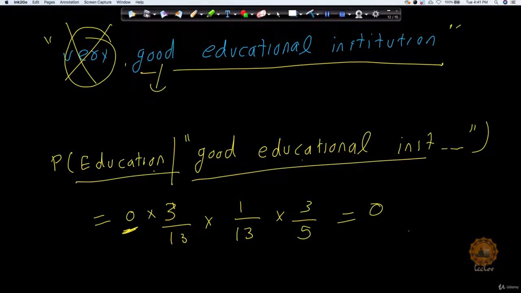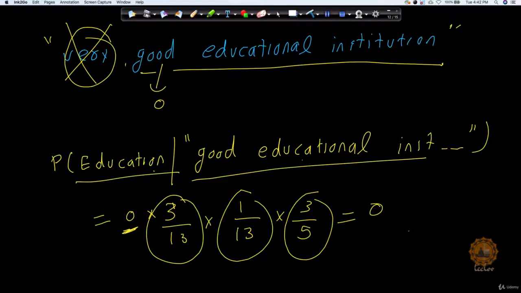Now, in this case, let's say we saw that the probability of good given education is 0. If you go back to my previous data set and look at it, you will notice that the probability is going to be 0. And for the remaining, let's say I have 3 by 13, 1 by 13, and the probability for education is anyway 3 by 5. But what is happening due to this? Because one of these probability terms got to 0, because it was not a part of my training data set, the whole probability became 0.